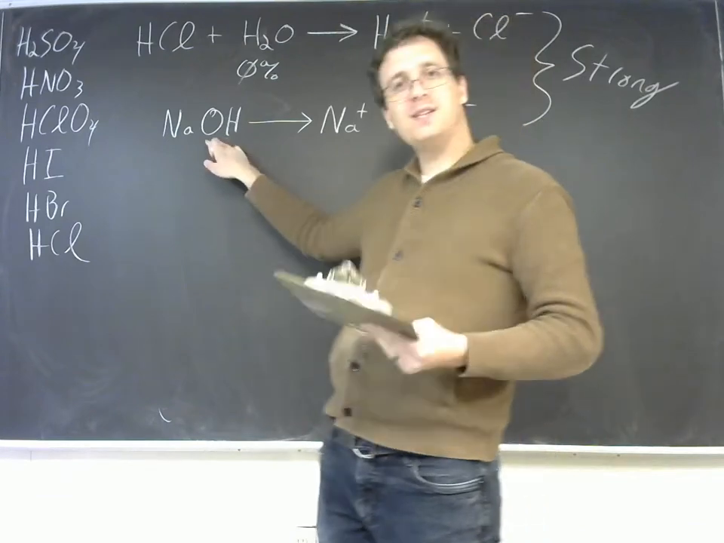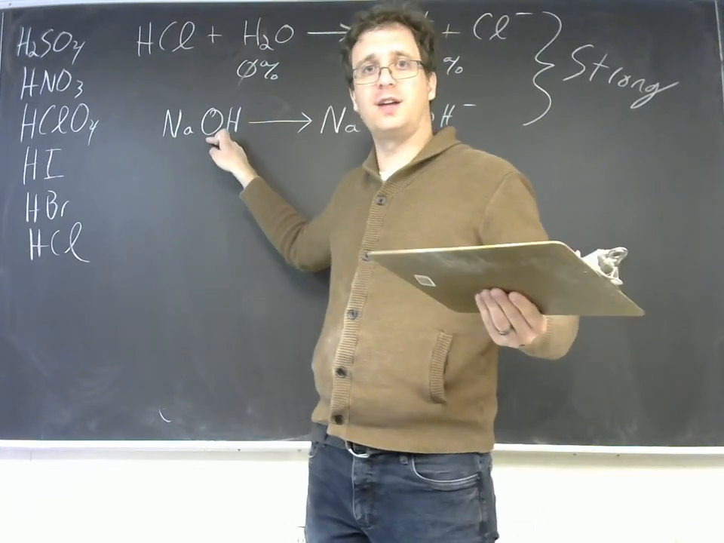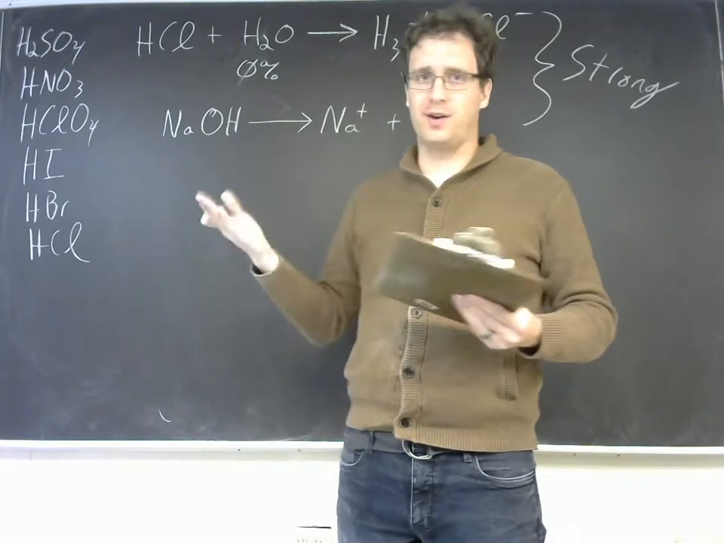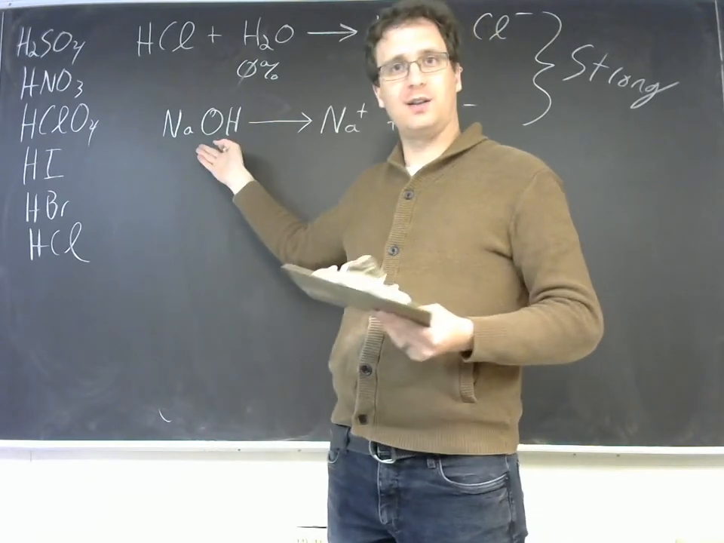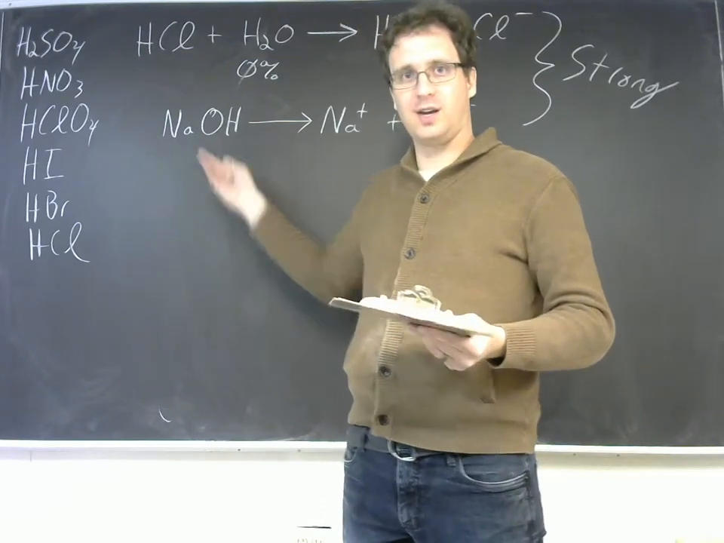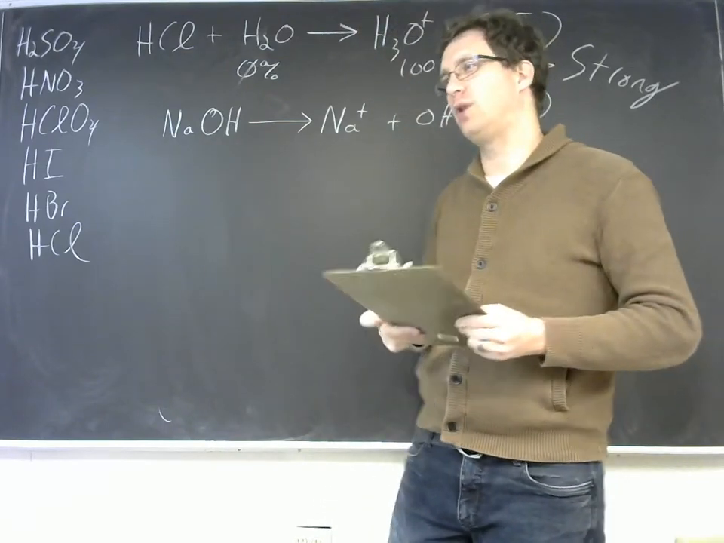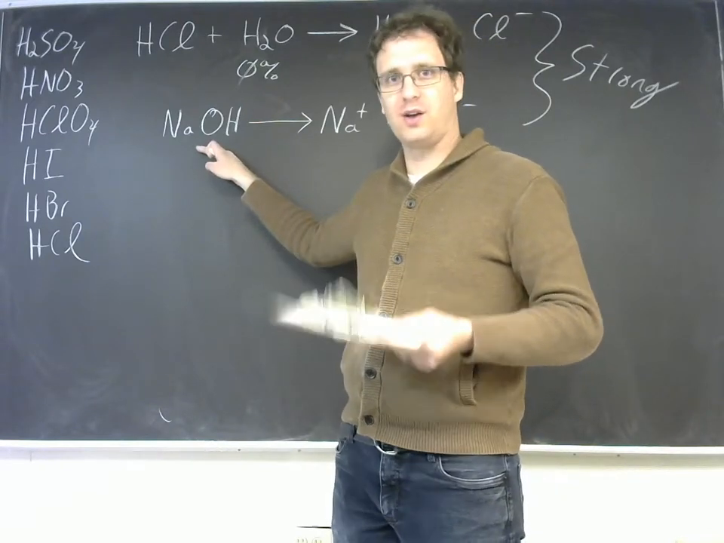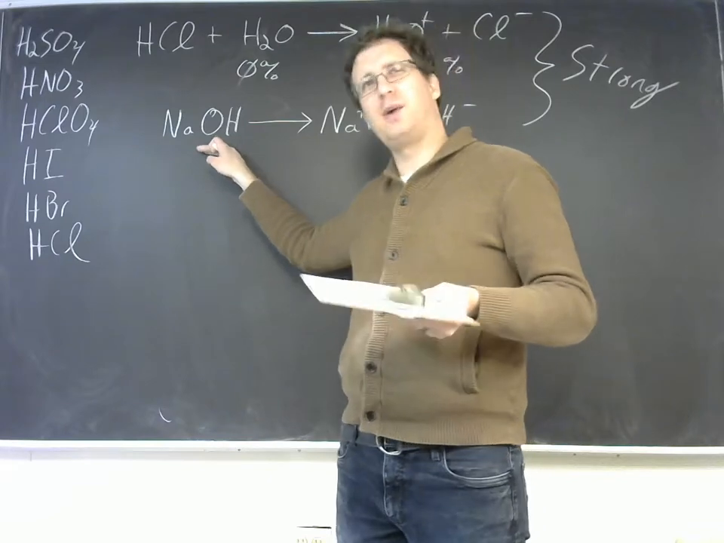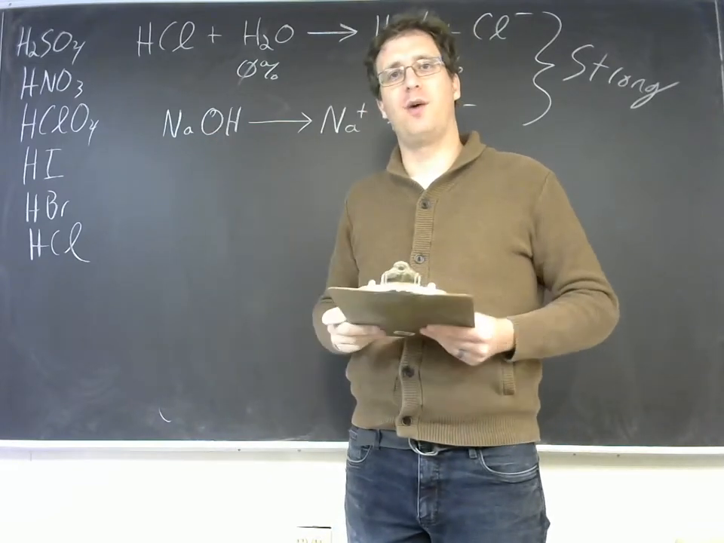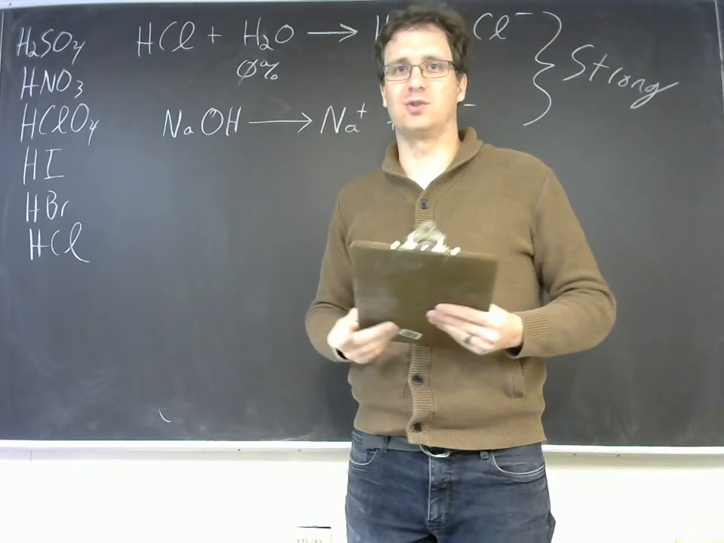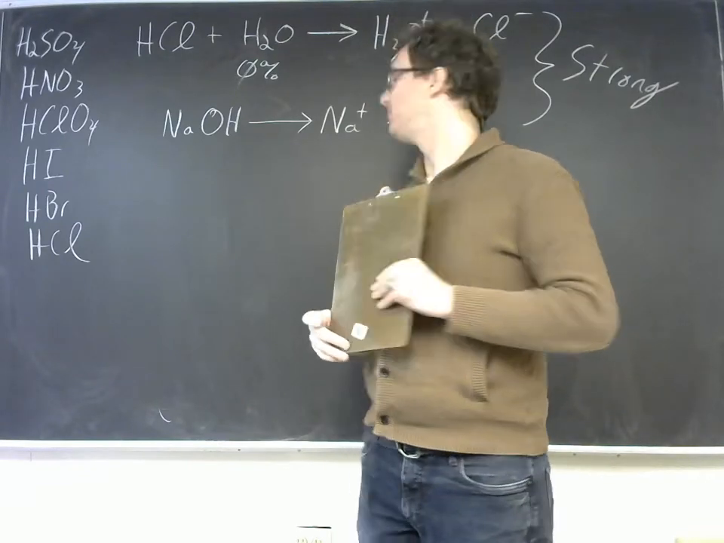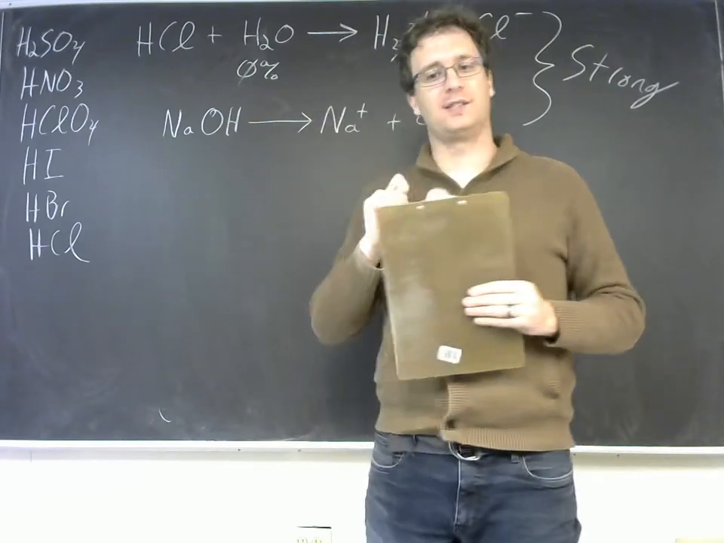The strong bases are soluble hydroxide salts. So if you think back to our solubility rules, that's group 1 hydroxides, sodium hydroxide, lithium hydroxide, potassium hydroxide, and then heavy group 2 hydroxides. So barium hydroxide, strontium hydroxide, and then calcium hydroxide is kind of on that border as well. But calcium hydroxide is usually considered a strong base. So these are the strong acids and bases.